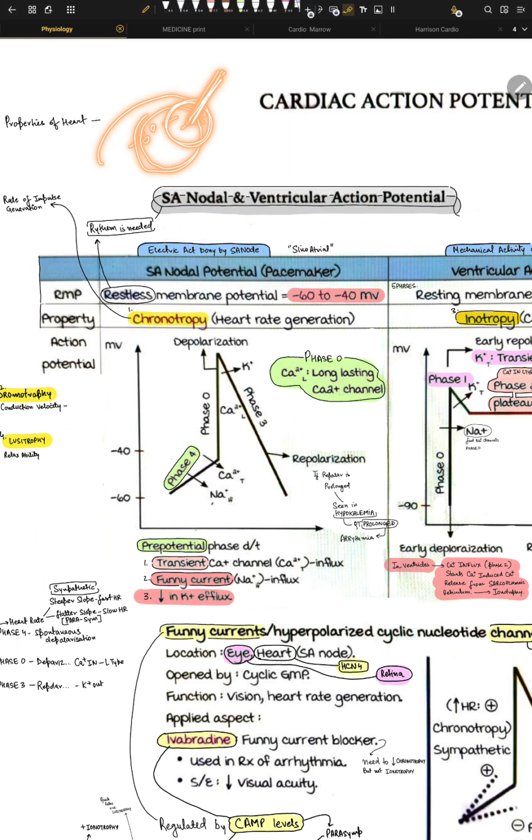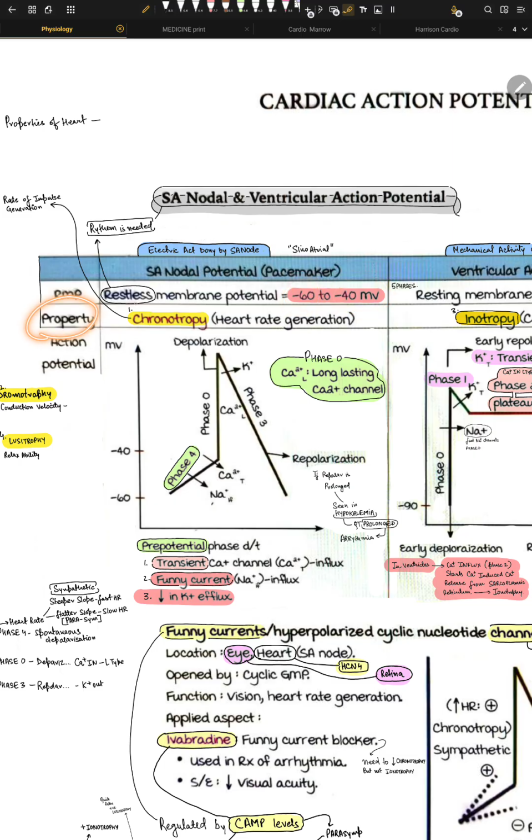Once threshold is achieved, the action potential is fired. Once the action potential is fired, the membrane potential goes back to minus 60, where it's resting but not really resting, and it again goes back to minus 40. This rhythm is the rhythm of your heartbeat. So for this rhythm we have this restless membrane potential that moves from minus 60 to minus 40. That's the idea.